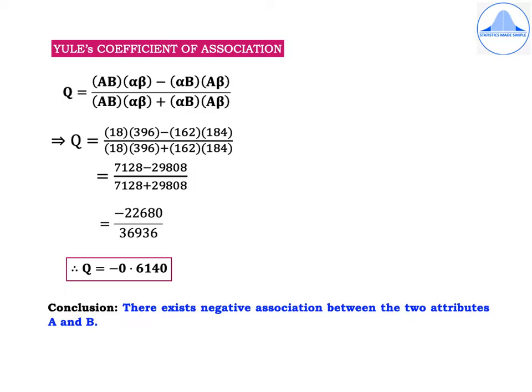29808 divided by 7128 plus 29808, which is equal to minus 22,680 divided by 36,936. Therefore, Q is equal to minus 0.6140. Then write the conclusion. There exists negative association between the two attributes A and B.